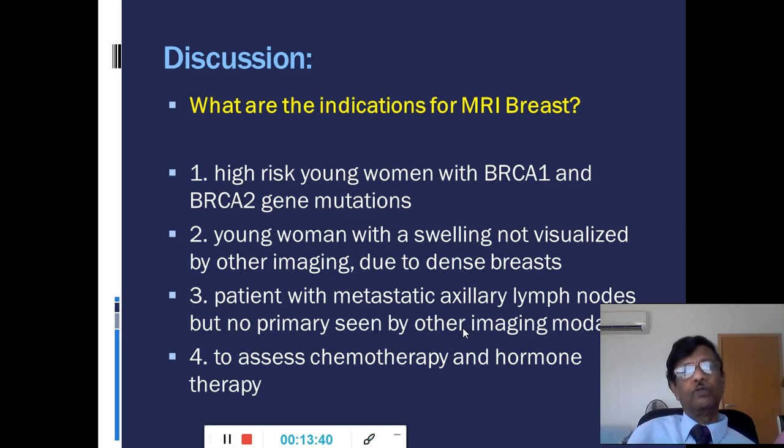What are the indications for the MRI breast? Young women with BRCA1 and BRCA2. Yes, a high risk young woman with BRCA1 and BRCA2 gene mutation. A young woman with a swelling not visualized by other imaging modalities due to dense breasts. A patient with metastatic axillary lymph nodes but no primary seen by other imaging modalities. And four, to assess the response to chemotherapy and hormone therapy.